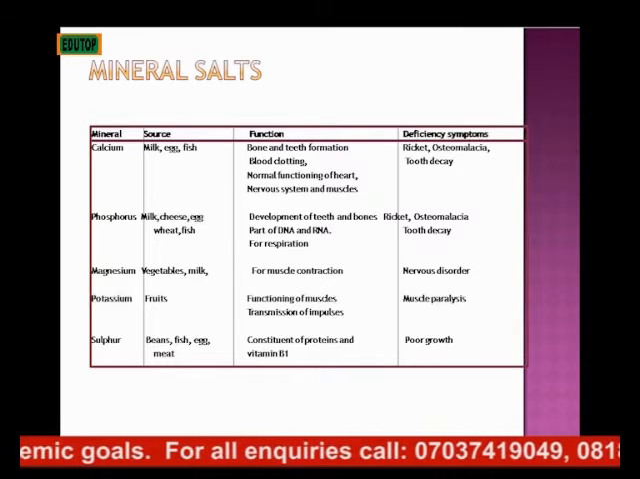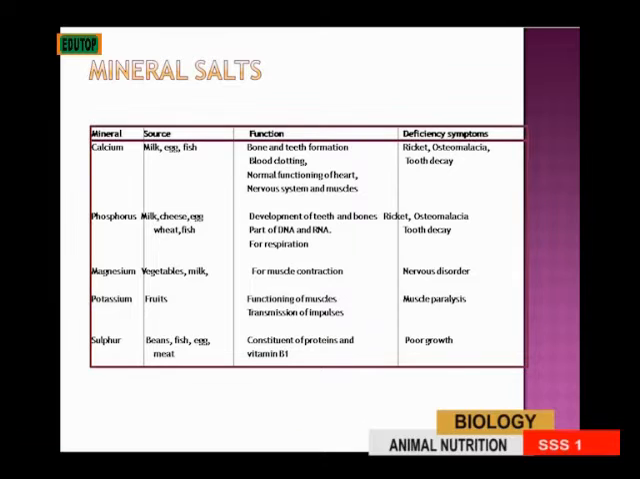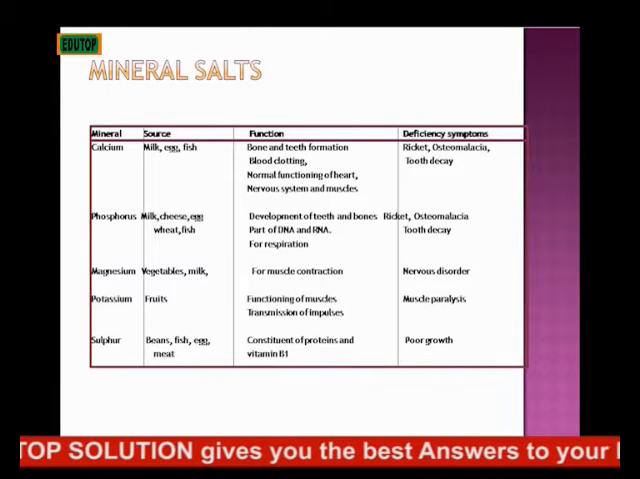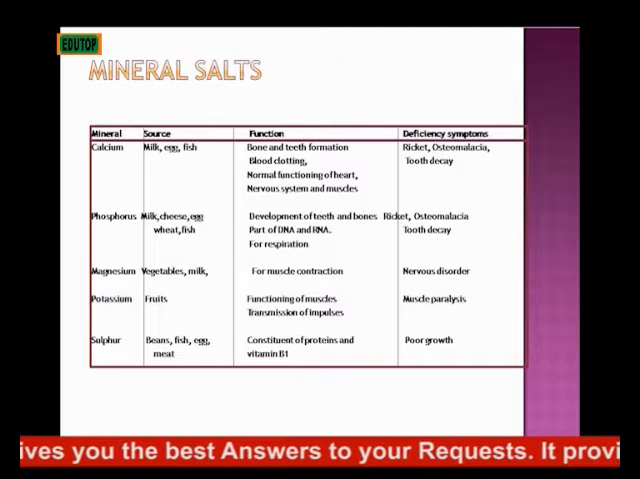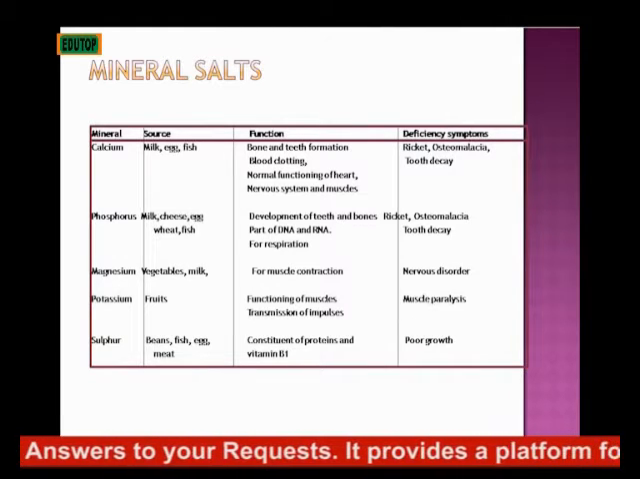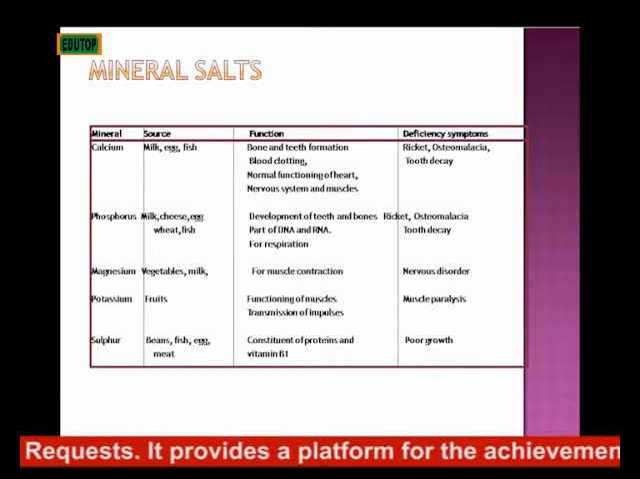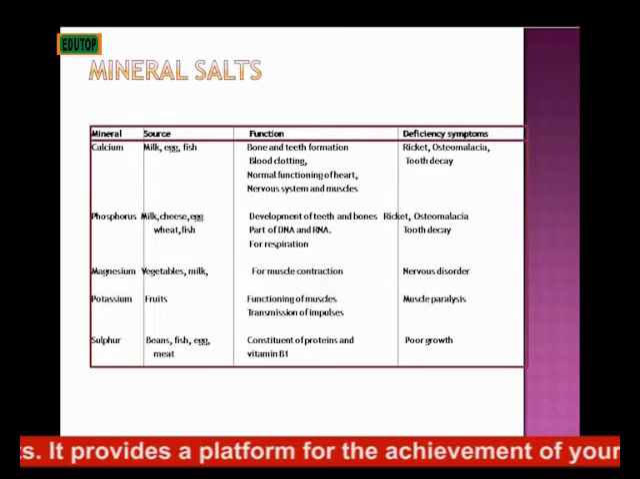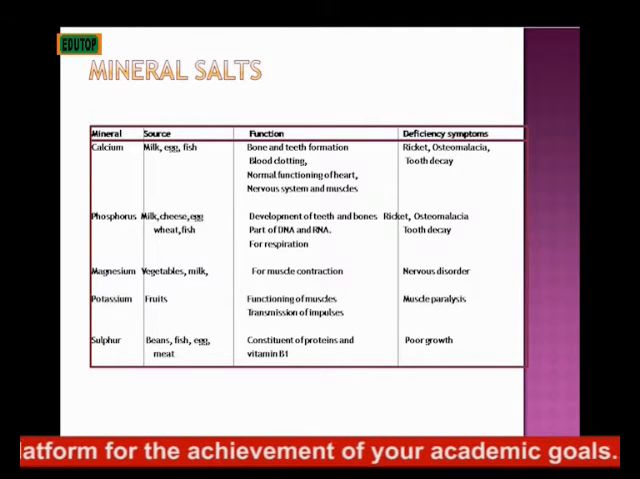The next mineral source that we're talking about is magnesium. Where do we get magnesium from? From which food sources? We have vegetables. We can get magnesium also from milk. And the function of magnesium is for muscle contraction. The deficiency, we have nervous disorder. When magnesium is lacking in the body, you have nervous disorder.